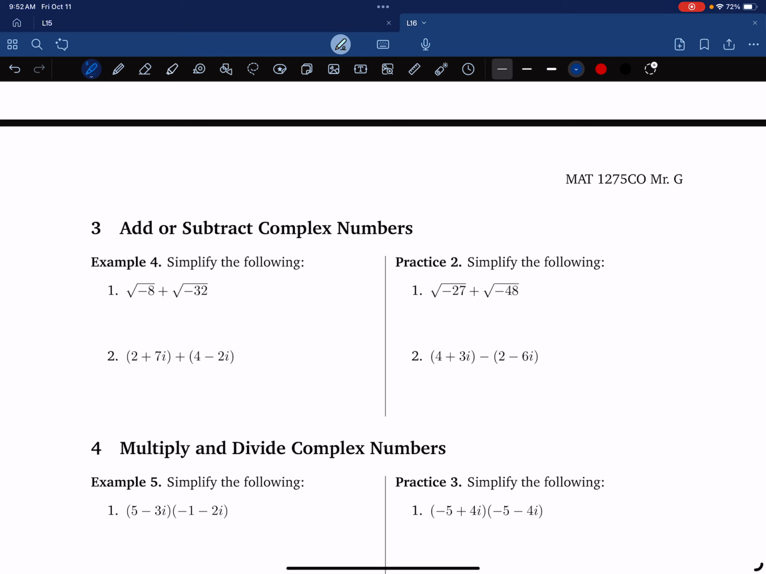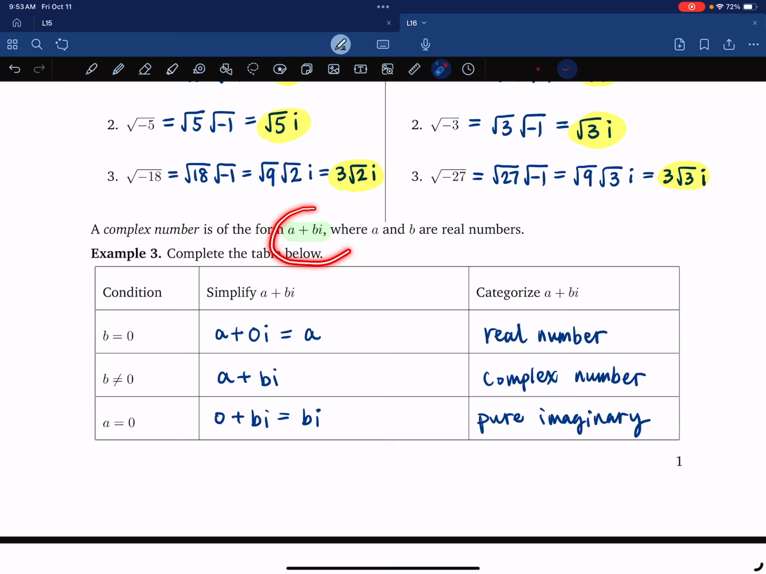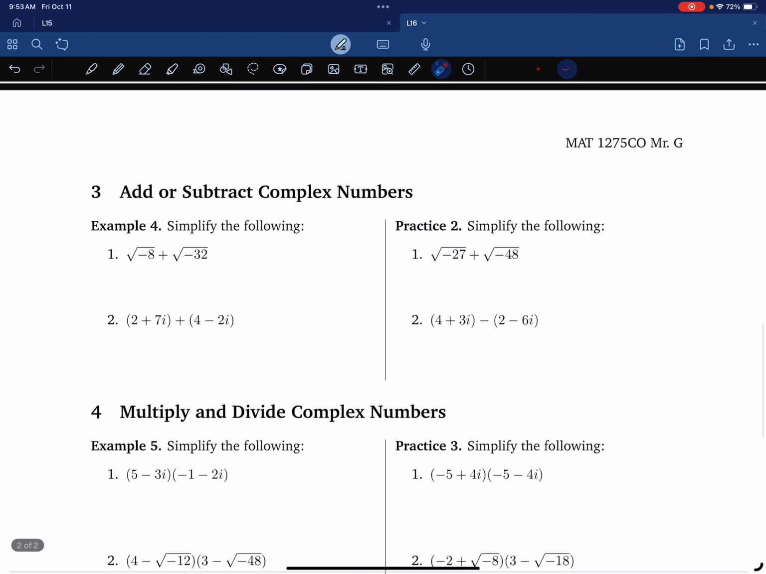And same thing here, we're also identifying like terms. So how do you identify? You use this form right here, a plus bi. So the real parts, you can combine them, and then the imaginary parts, you can combine them. That's what I mean by combining like terms.